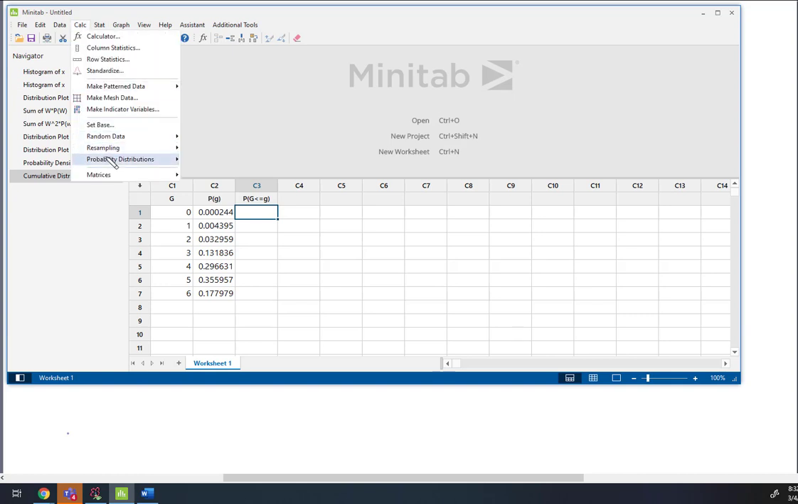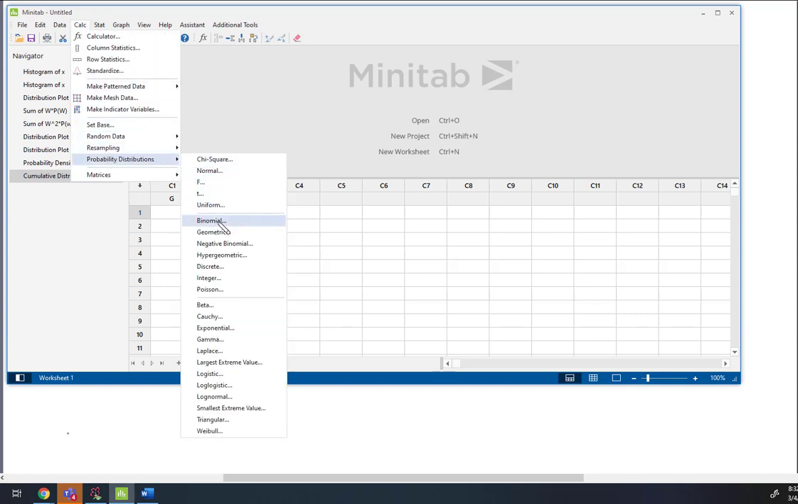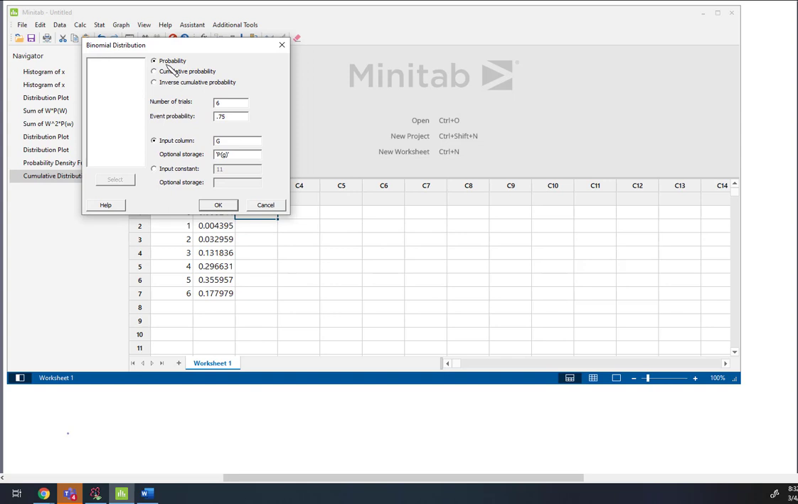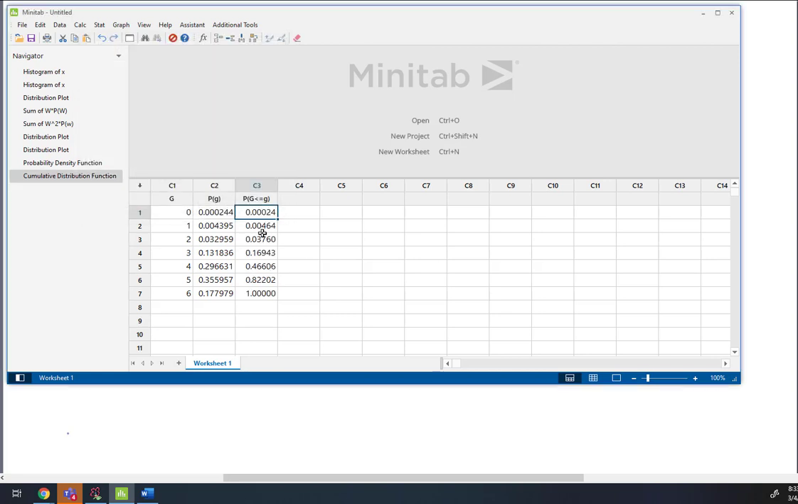And so we go to calculate probability distribution. We're going to calculate a binomial probability distribution. Got to fill out a menu. So we want the cumulative probabilities this time, less than or equal to. Number of trials is 6. The event probability is 0.75. Our input column is column 1, G, so that's filled out correctly. But our optional storage is not P of G. Our optional storage is going to be C3, the probability of being less than or equal to G. So with all those selections, we'll say OK, and now we've got the cumulative probabilities.